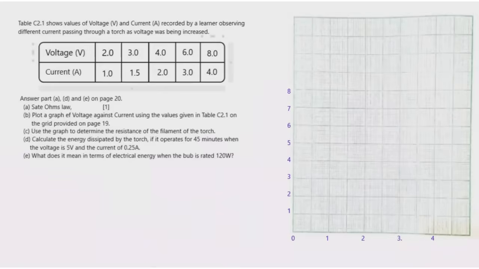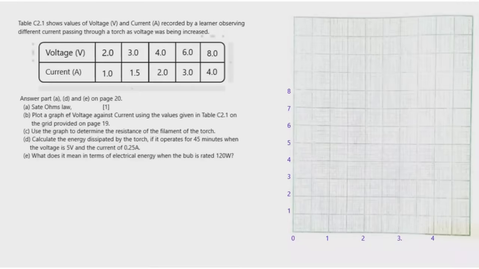We come to question 2. Question 2 is as follows. Table C 2.1 shows values of voltage V and current A recorded by a learner observing different current passing through a torch as voltage was being increased. These are the results the child recorded.